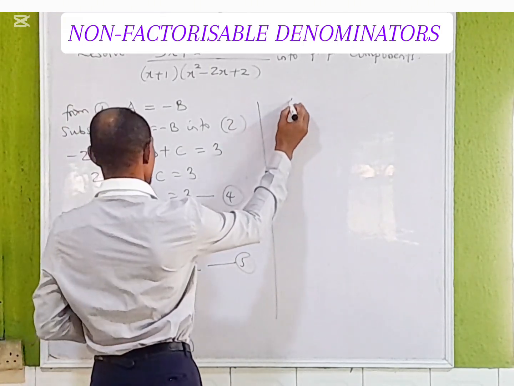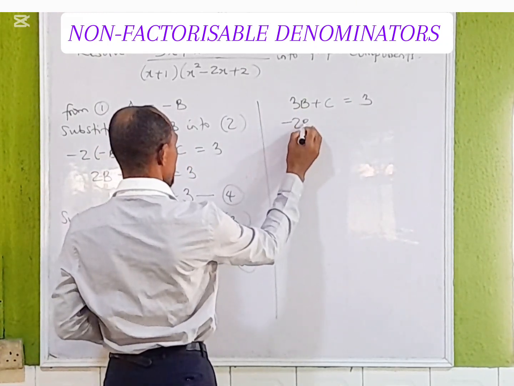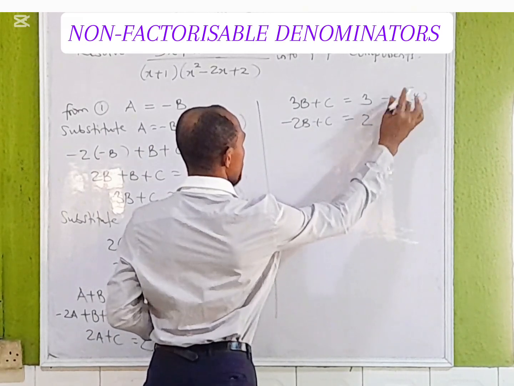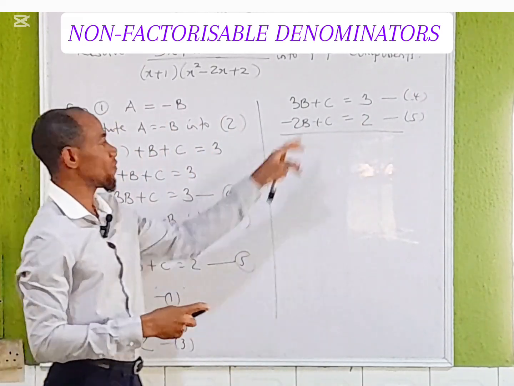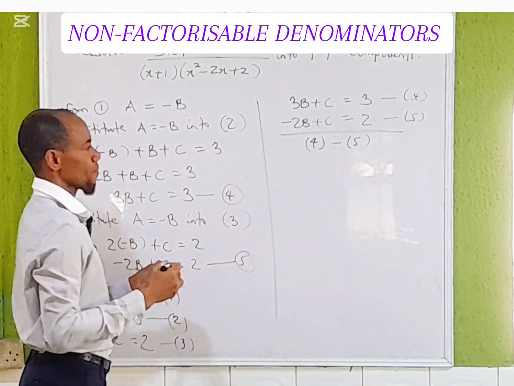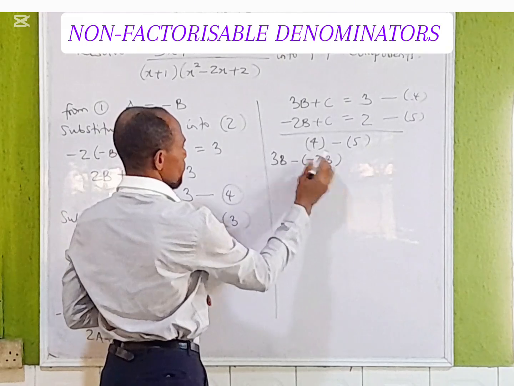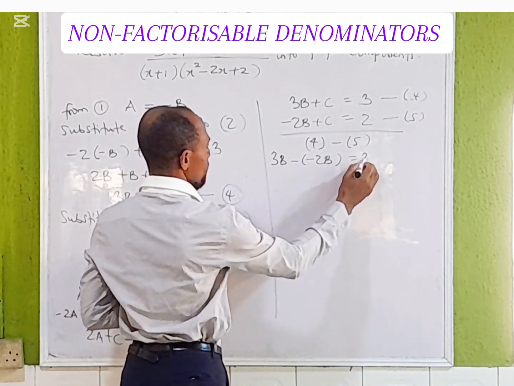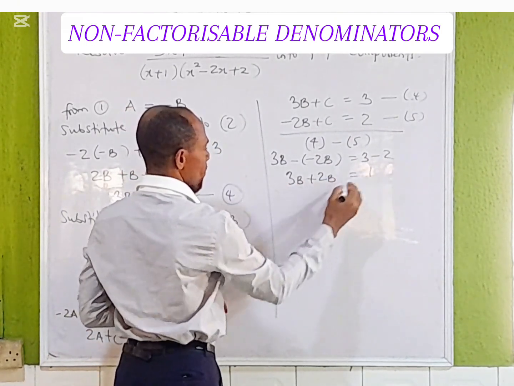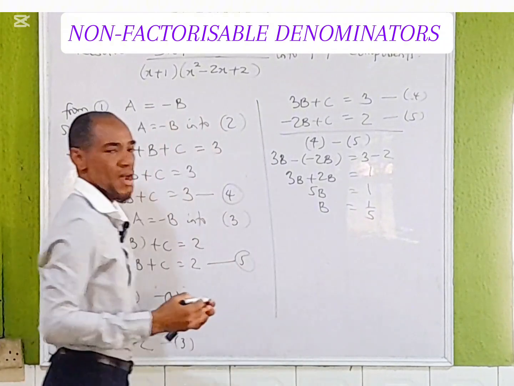So we have 3b plus c is 3, and minus 2b plus c is 2. This is equation 4, this is equation 5. So luckily we have c having the same coefficients. Hence, we can easily say equation 4 minus equation 5. Hence, we are going to have 3b minus 2b, c minus c is 0, equals 3 minus 2. This gives us 3b plus 2b being equal to 1. So 5b is equal to 1. Hence, b is equal to 1 over 5.